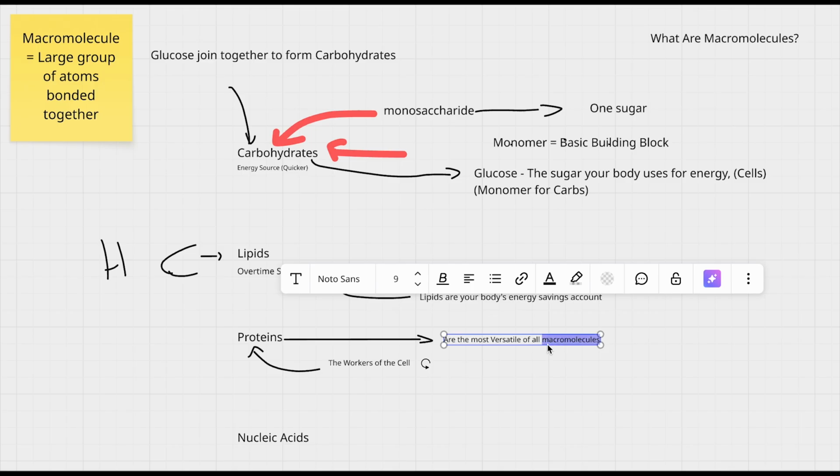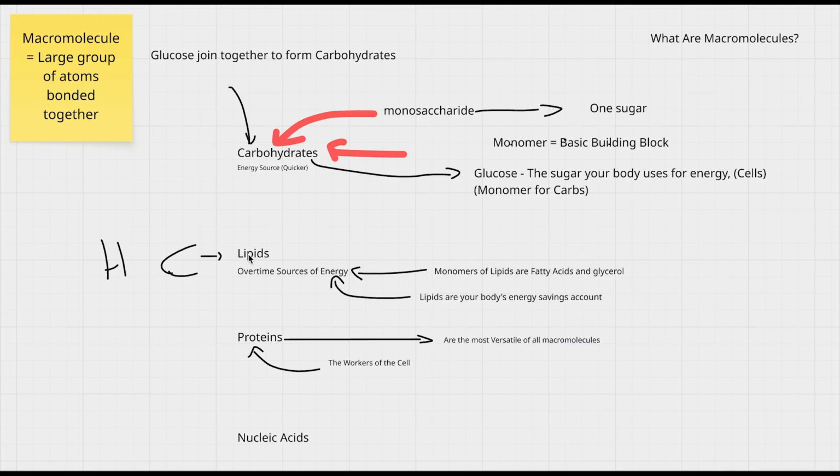And just reiterating what macromolecules mean. Macromolecules are large groups of atoms bonded together. That's why carbohydrates are multiple atoms, lipids are multiple atoms. You see hydrogen and carbon, they're multiple atoms. So, the most versatile of all macromolecules.